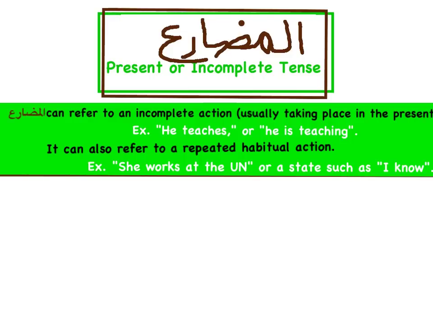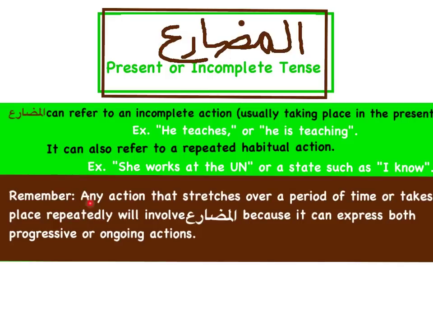As we said, it can refer to a repeated habitual action, like in English you would say she works at the UN. هي تعمل في منظمة الأمم المتحدة. UN is منظمة الأمم المتحدة, United Nations. Or it also refers to a state, such as in English you'd say I know. In Arabic it's the same. You say أنا أعرف, or just simply أعرف. We use the مضارع, the present tense, for that.